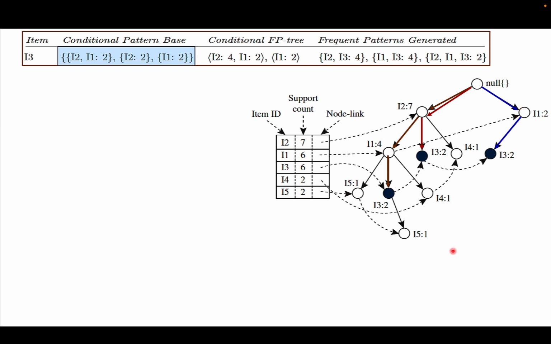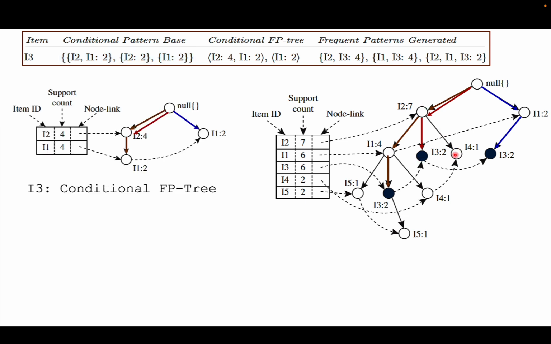One question one might ask: could you explain how the 7 came here? This means that there are 7 paths that started with I2, 4 were followed by I1, 2 were followed by I3, and 1 was followed by I4.